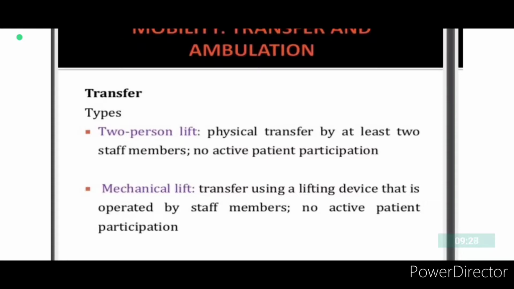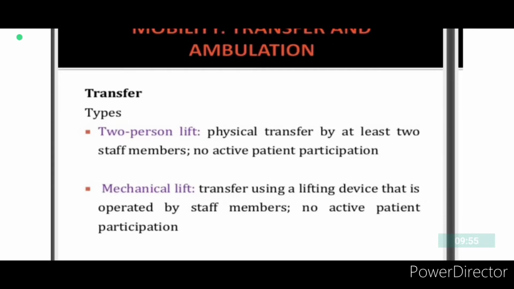Mobility, transfer, and ambulation. Transfer. Types of transfer. First, 2 persons lift. Physical transfer by at least 2 staff members. No active patient participation.